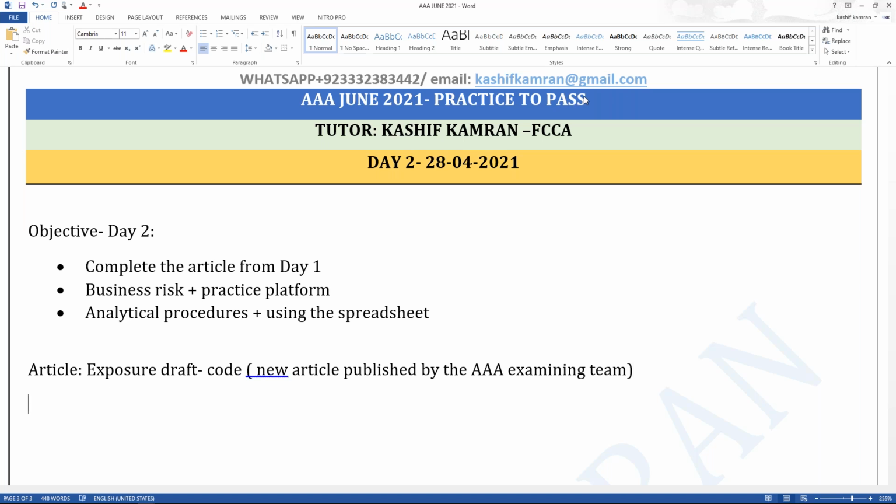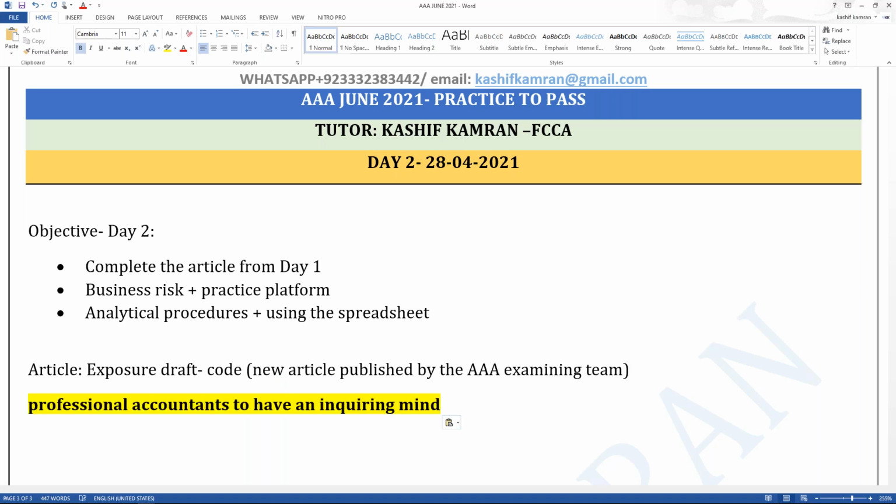The first area we are discussing in this article today, the fourth one, is that professional accountants must have an inquiring mind. The code of conduct has been changed to require a professional accountant to have an inquiring mind. I hope you all agree that previously, we used a terminology which is part of your AAA syllabus. I hope you have all heard this terminology: professional skepticism. Is it a topic in your AAA paper?